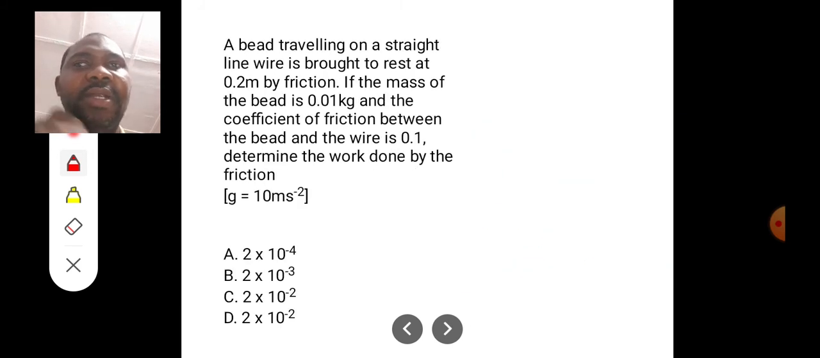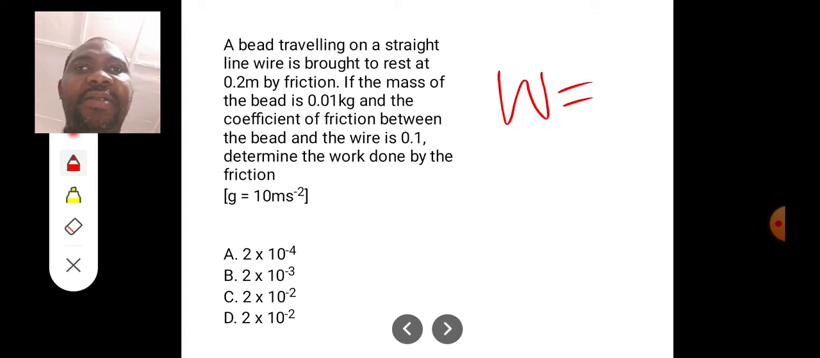So let's see another question. It says a bead traveling on a straight line wire is brought to rest in 0.2 meters by friction. So the force acting here is frictional force that brings it to rest in 0.2 meters. If the mass of the bead is 0.01 kilogram and the coefficient of friction between the bead and the wire is 0.1, determine the work done by friction. Work does not change formula. In this case, the wire is horizontal, there is no angle here, so it's still force times distance. But the force here is frictional force. And what is frictional force?